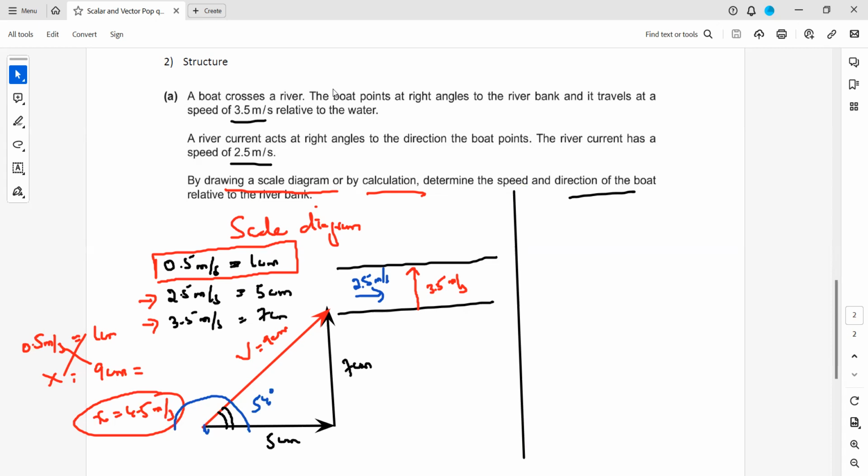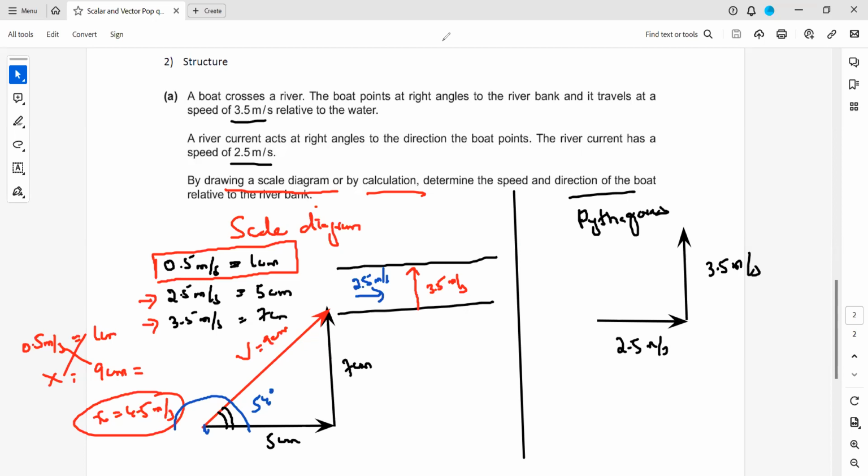This is one way. There's also another way that we can use: the Pythagoras theorem. In Pythagoras, you don't have to select any scale. You take both values as they are. For example, if this is a river current, which is 2.5 meters per second, and the boat is traveling perpendicular, at a right angle, as they mentioned in the question, that is 3.5 meters per second.